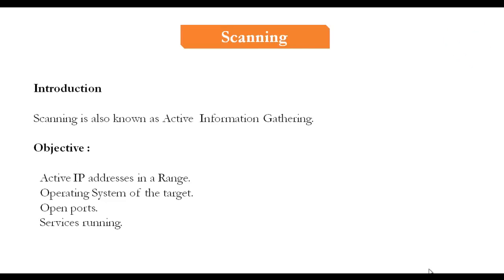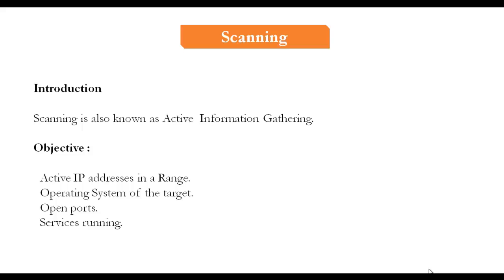Scanning is also known as active information gathering. If you consider the first step, that is also about gathering information about the target, but in the first step we will try to gather all the possible information just by using publicly available information. But in scanning, we will try to directly contact the target to gather information about it.